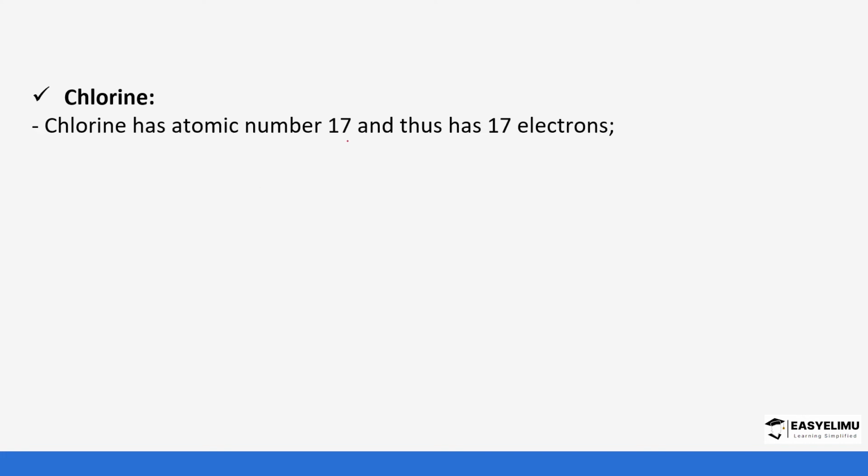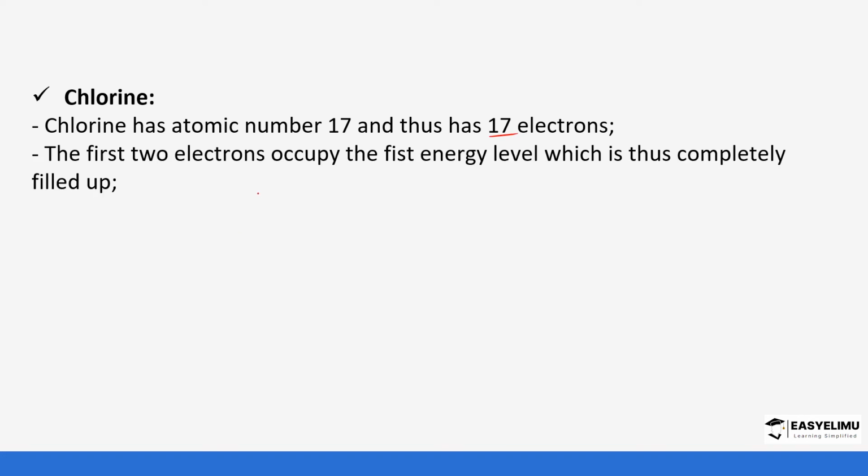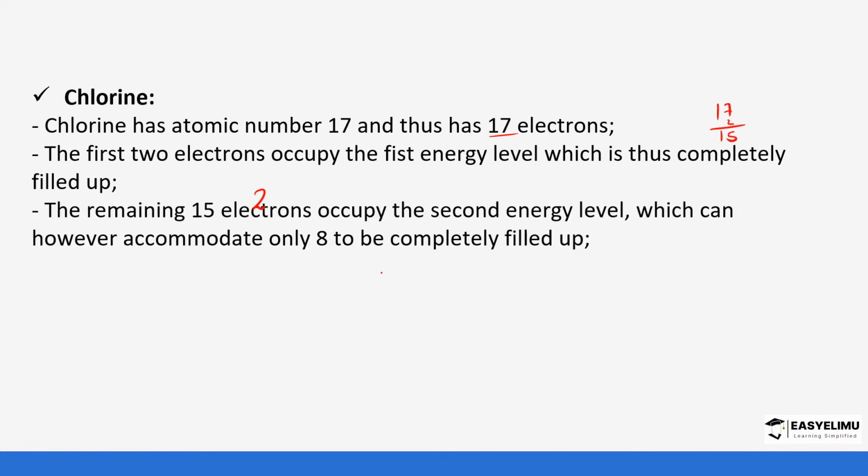We go to chlorine. Chlorine is atomic number 17, so it has 17 electrons. When you look at 17 electrons, the first 2 electrons will occupy the first shell or the first energy level. If we remove those 2 electrons from 17, we are left with 15 electrons. We said that the second shell can take a maximum of 8 electrons. So with the 15 electrons left, we have enough electrons to fill the second shell. So we fill the second shell.